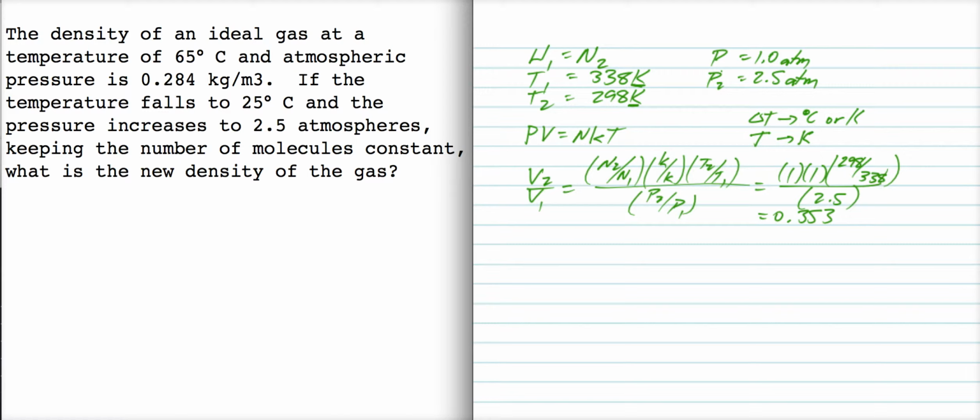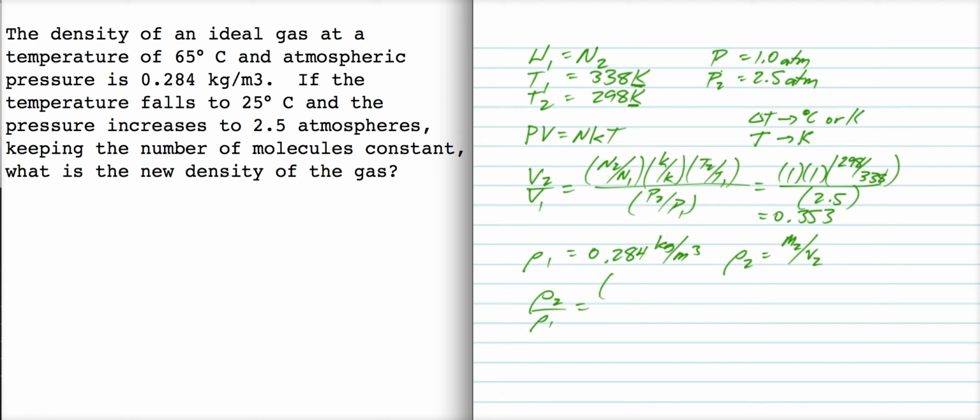Now, we don't know what V1 or V2 is, but we do know the original density, right? We know that rho 1 is 0.284 kilograms per cubic meter. And we know that rho 2 is basically, I guess, M2 over V2. Well, we're going to use the same trick that we used with the ideal gas law when we have incomplete information. And that is, I'm going to solve for the ratio.